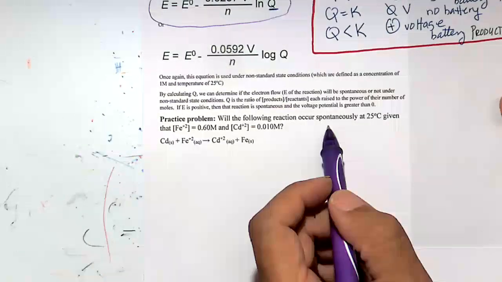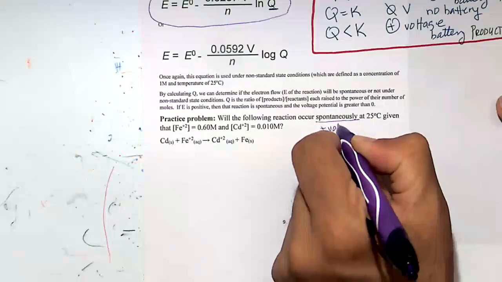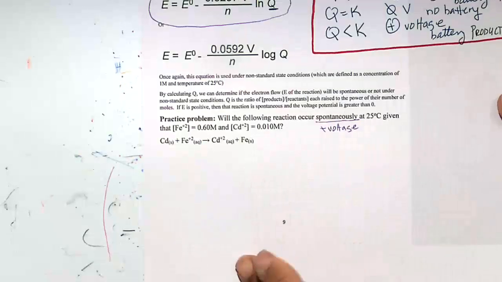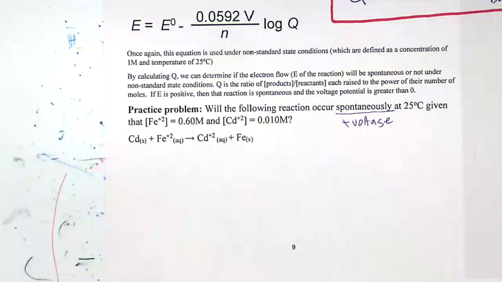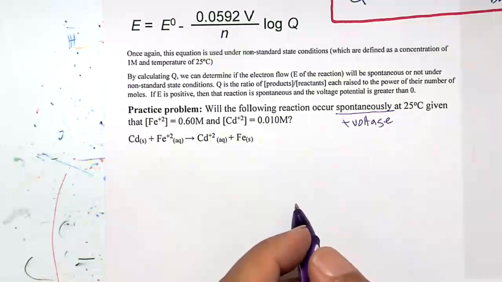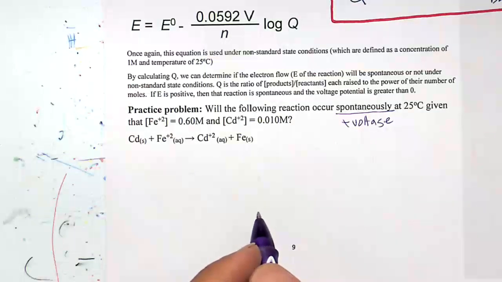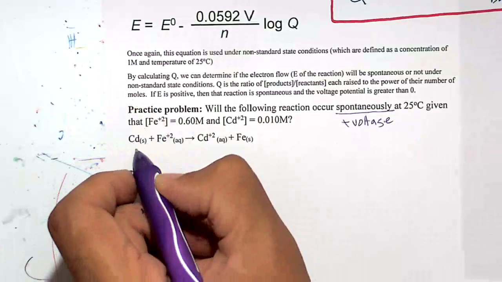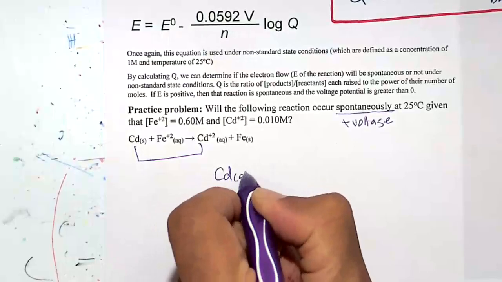All right, the following reaction occurs spontaneously. We're looking for positive voltage, at 25 degrees, given that iron is 0.60 and cadmium is 0.010. Let's see how we can use the Nernst equation to solve this problem. In purple, I'll have cadmium going to cadmium plus 2.